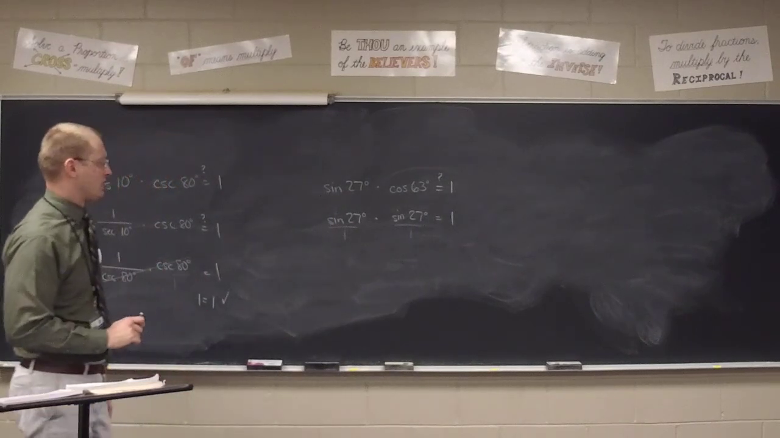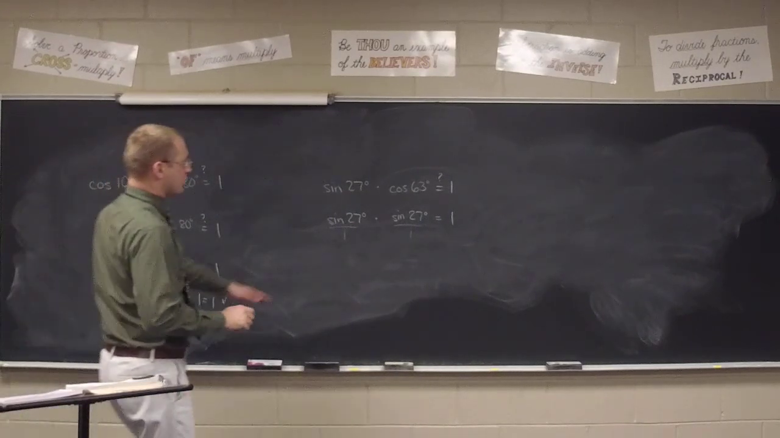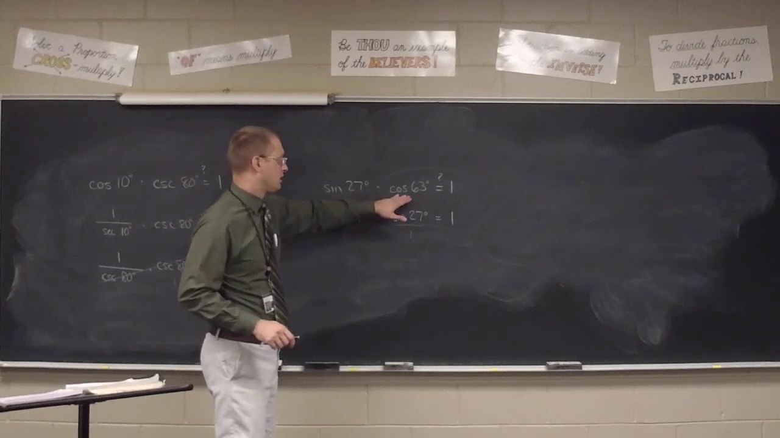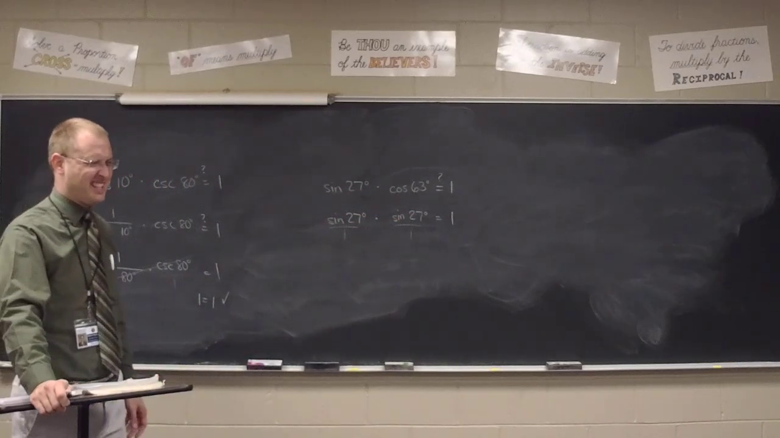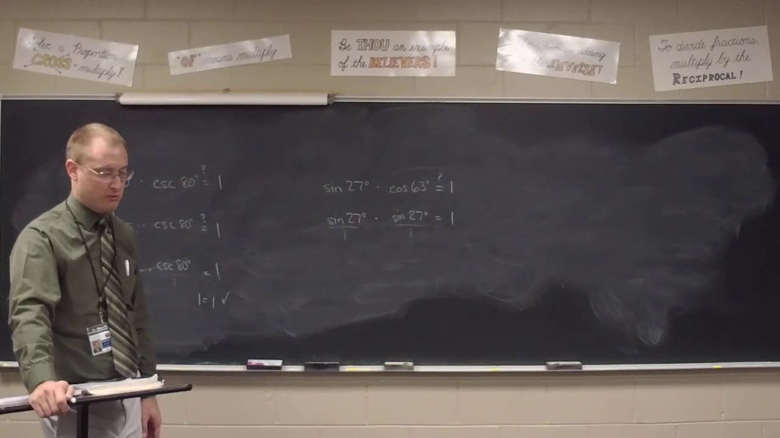Check on your calculator. Sine of 27 times cosine of 63. 0.2061. Yeah, that doesn't equal 1, does it? Okay, that was a lie.